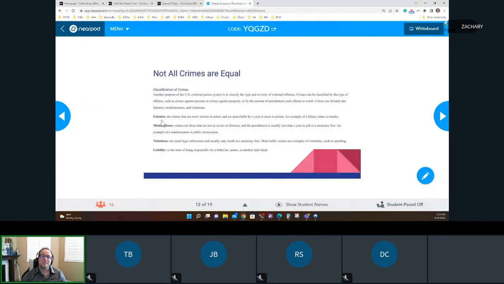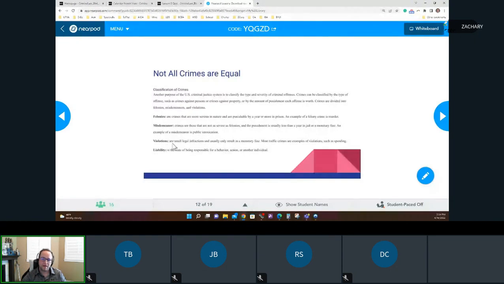Okay. So, for example, felonies are crimes that are more severe in nature and are punishable by a year or more in prison. An example of a felony is murder. Okay. And we kind of went over this, I believe, in our first lesson where we went over felonies and stuff. A misdemeanor is a crime that is not as severe as a felony, and the punishment is usually less than a year in jail or just some monetary fine. An example of a misdemeanor is public intoxication.